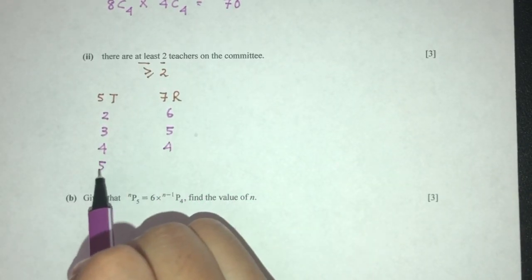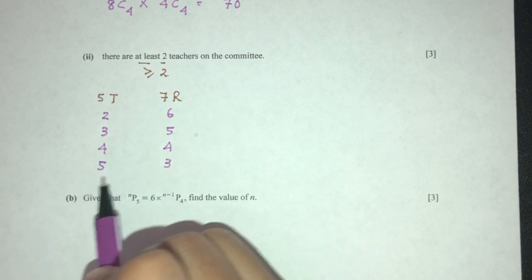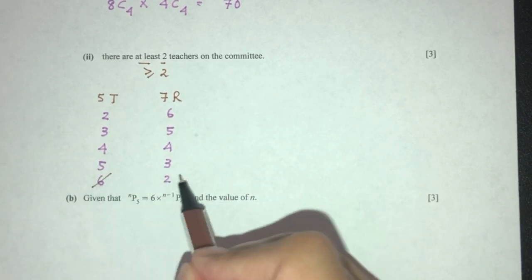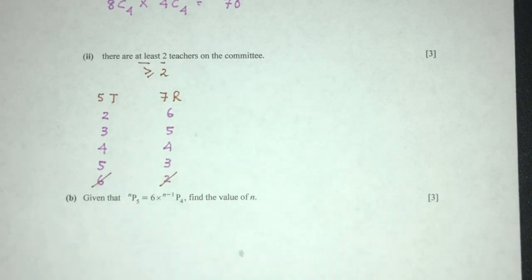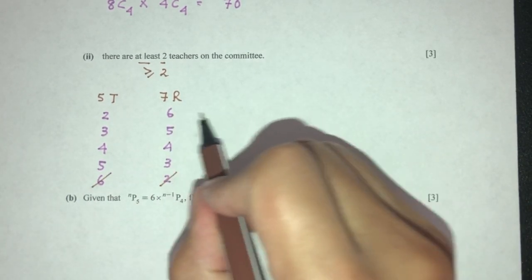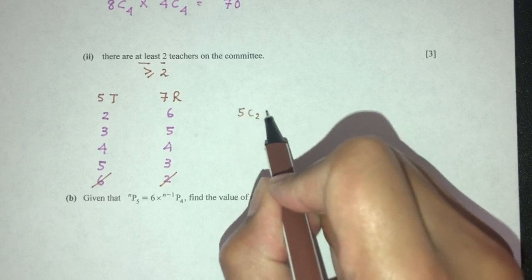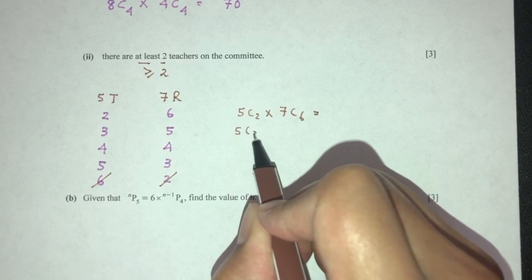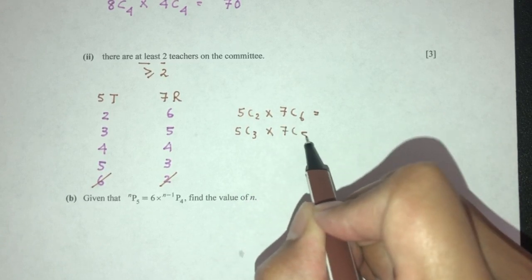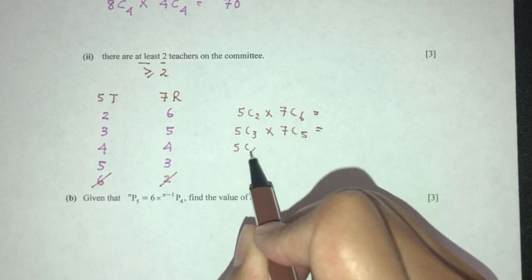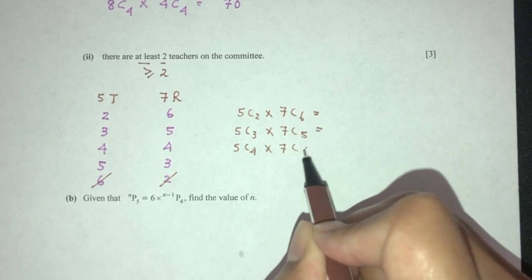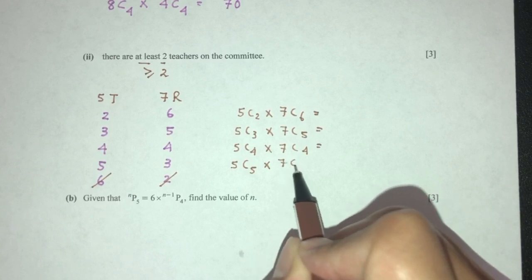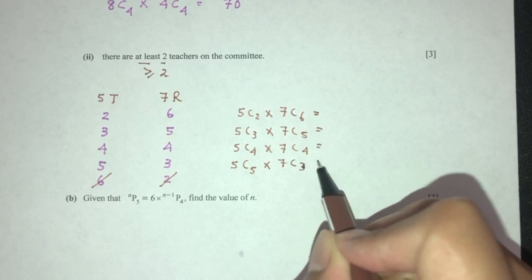We can choose 5 teachers, we have to choose 3 here. We can choose 6 teachers, we have to choose 2 here. But this is not possible because we have only 5 teachers. So we have 1, 2, 3, 4 cases to look at. For the first case it will be 5 choose 2 times 7 choose 6. 5 choose 3 times 7 choose 5. 5 choose 4, 7 choose 4. 5 choose 5 times 7 choose 3.